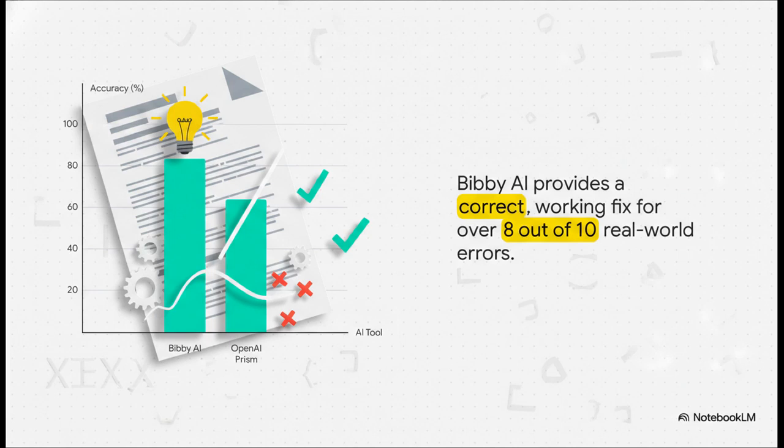And this, well, this is the hero slide right here. When they tested it on that benchmark, Bibby AI achieved an 83.7% one-click fix accuracy. Let that sink in for a second. That means for over 8 out of 10 real-world errors, it provided a correct working fix with a single click. Now compare that to a general-purpose model like OpenAI Prism, which came in at 64.1%. That's a huge performance gap.